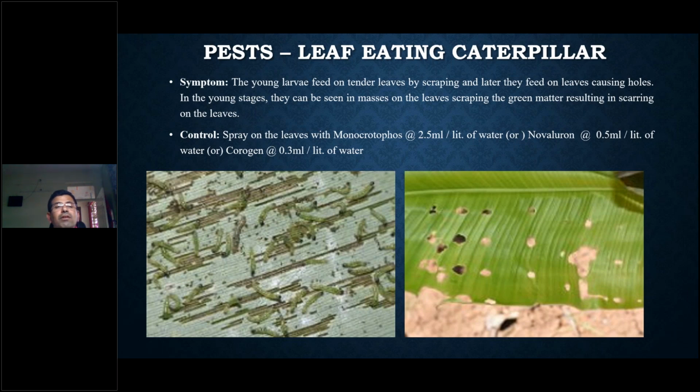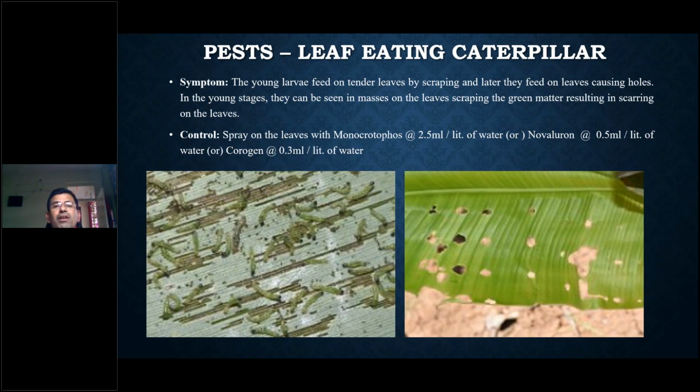If you want to control this pest, in an acre there are around 1,000 plants. If you find 5 or 6 plants with leaves like this, you can, in the morning up to 10 o'clock when the pest is visible, chop that particular leaf, put it in a plastic cover, take it out of the field and destroy it. This is the best method to control this pest.